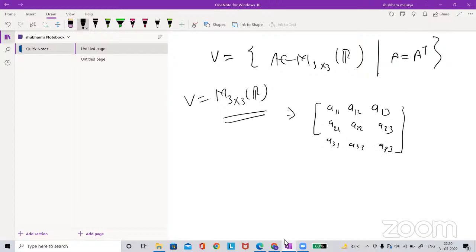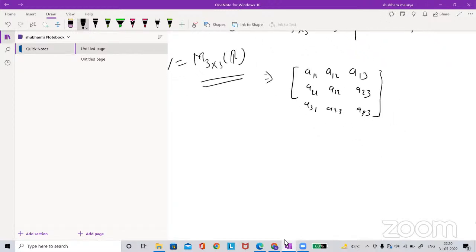Sir, what is the concept of free variables, independent variables? We can solve this completely, please. After that, we can go to the next. Let's finish this one. Okay.